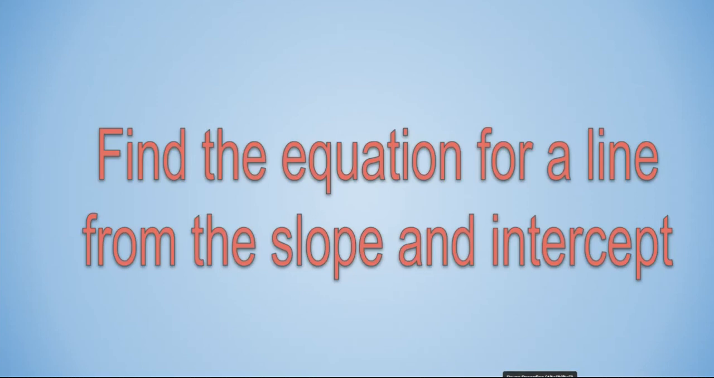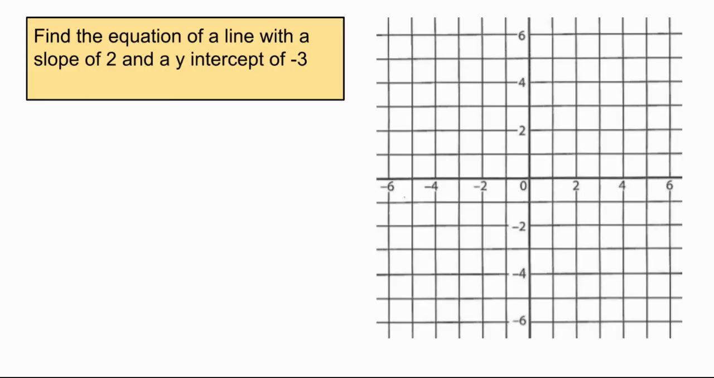In this video, we're going to write the equation for a line when we are given the slope and the y-intercept. Here's our problem. Find the equation of a line with a slope of 2 and a y-intercept of -3.